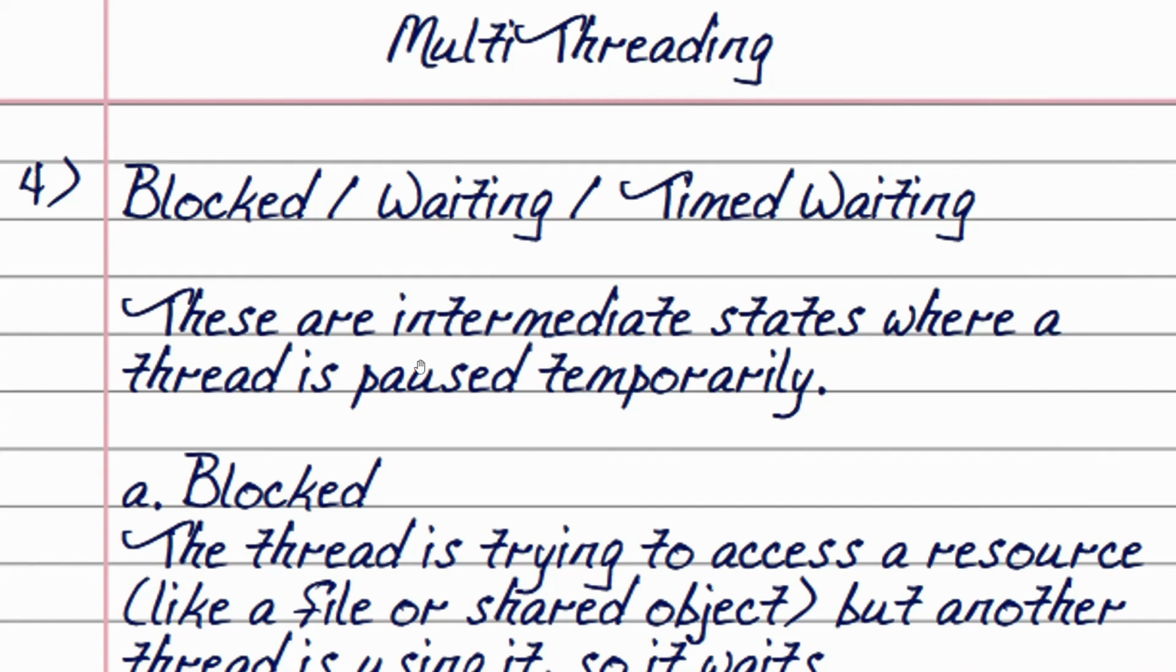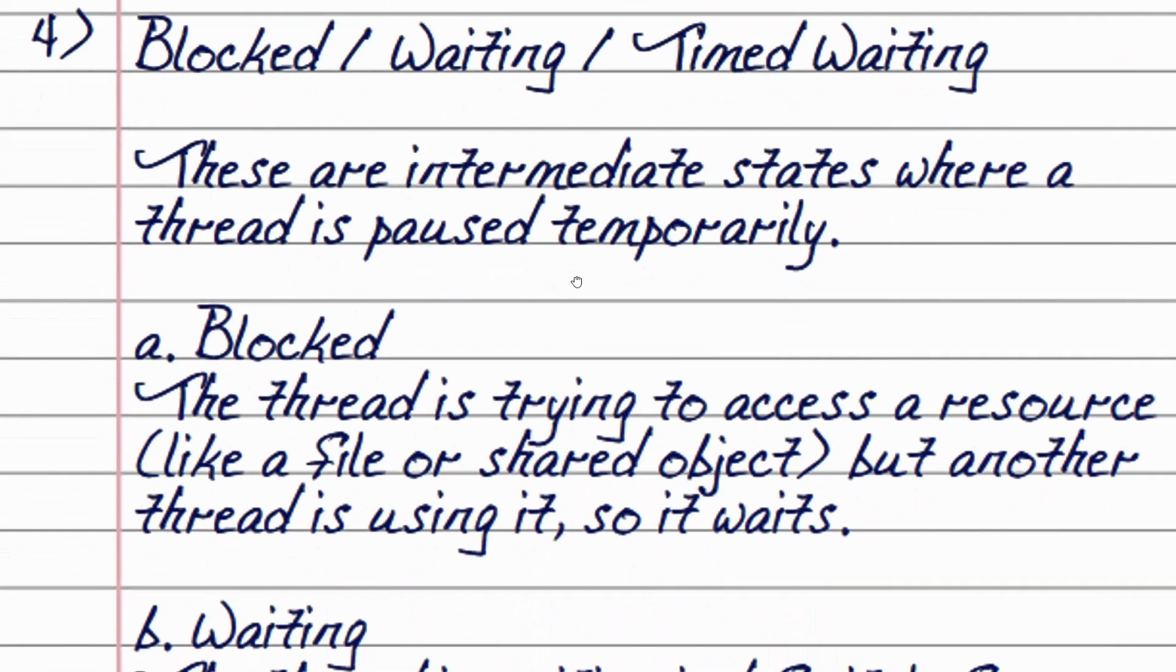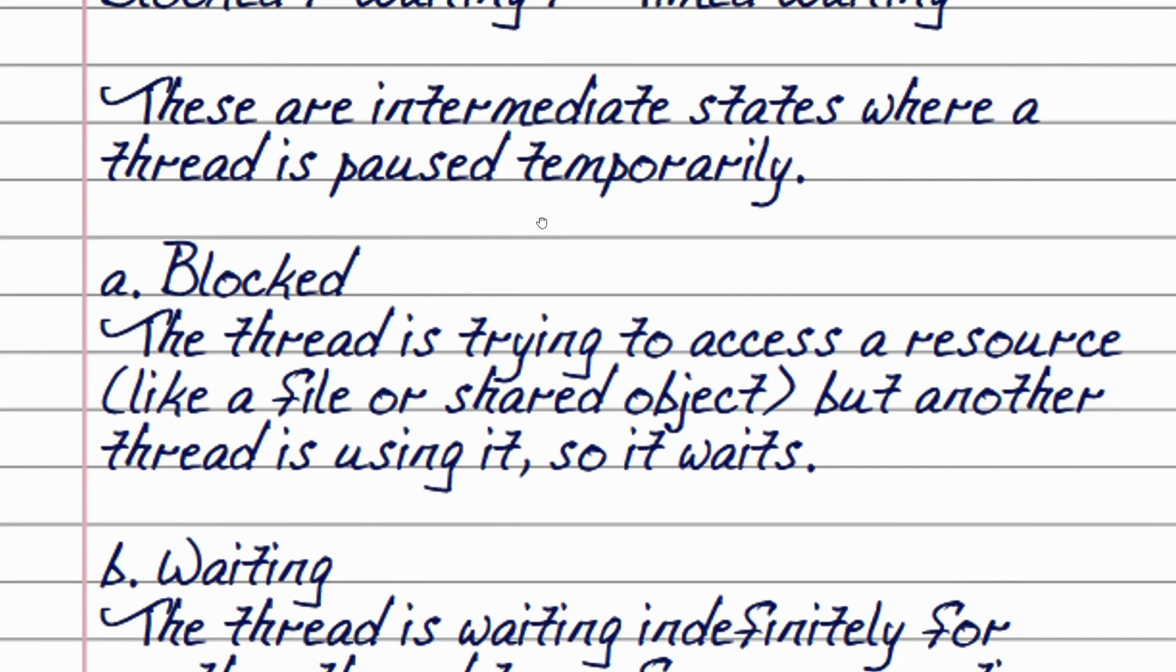Okay, so these are the intermediate stages where a thread is paused temporarily. After the running stage, a thread gets an interrupt. This is the stage where the thread goes to a blocked stage, a waiting stage, or the timed waiting stage. Let's see first the blocked stage.